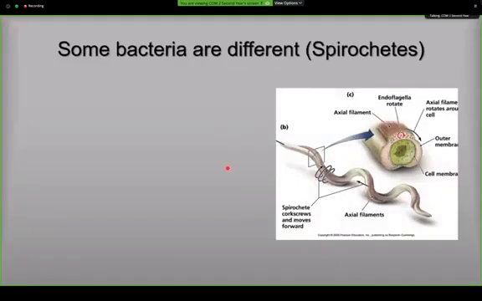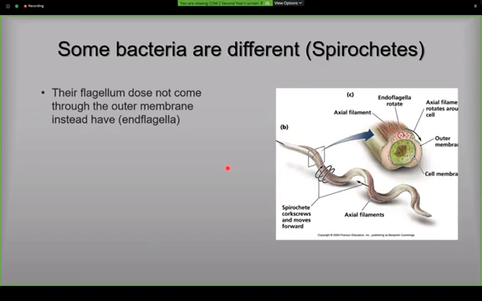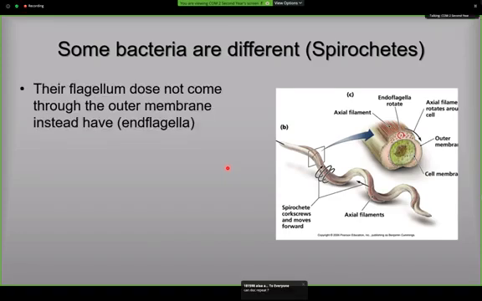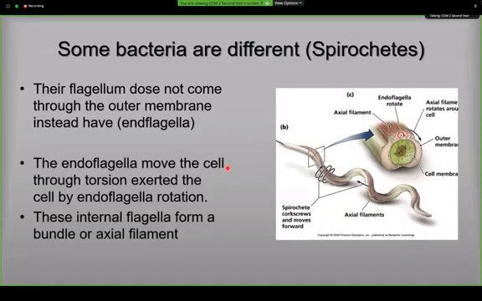If I think of what's the exceptional, some species of bacteria have a different type of flagella. We call them endoflagella. Okay? So the difference between the flagella and endoflagella is the position of the flagella. The endoflagella actually moves the cell through torsion exerted by endoflagellar rotation.